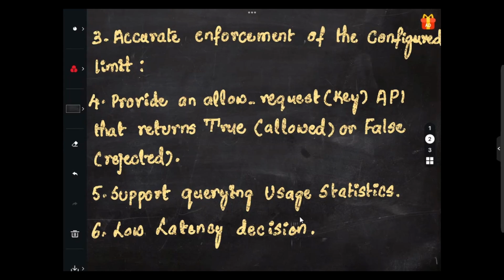The fourth one, we have to provide an allow request of the key API that returns true or false. If it is true, then it is allowed. If it is false, then it is rejected.